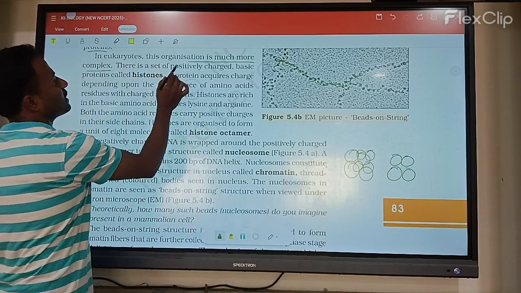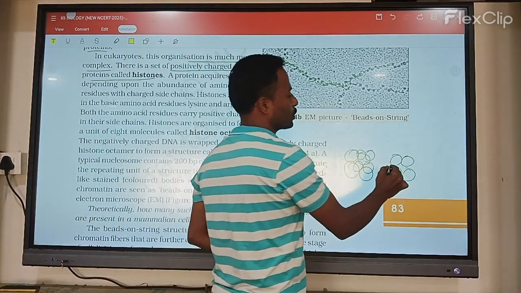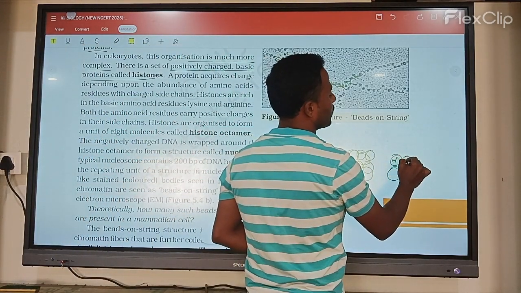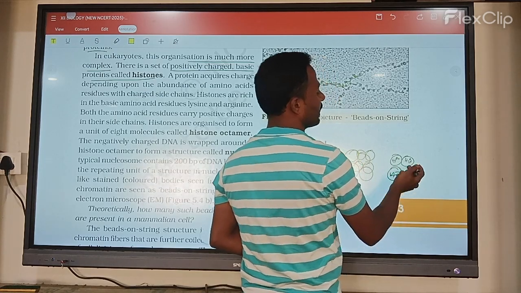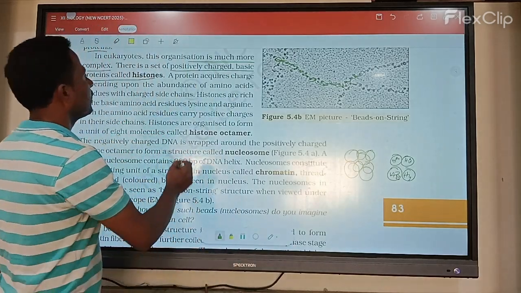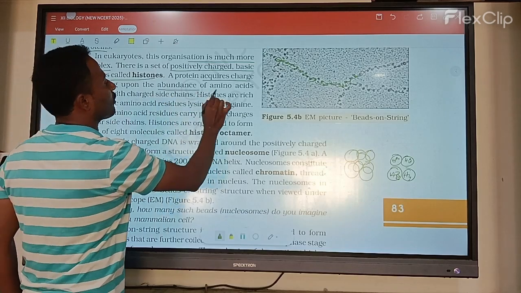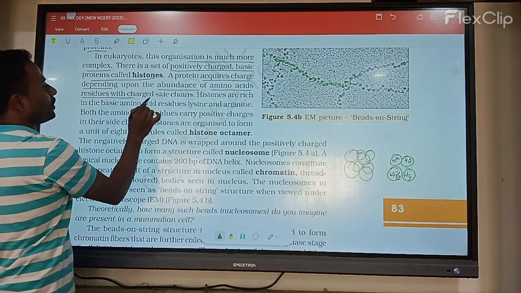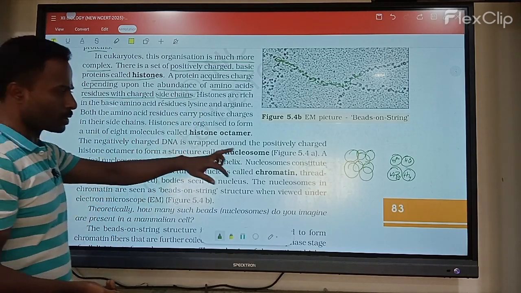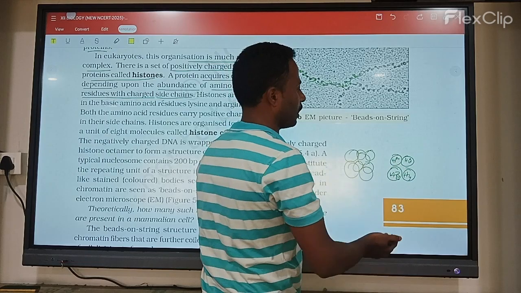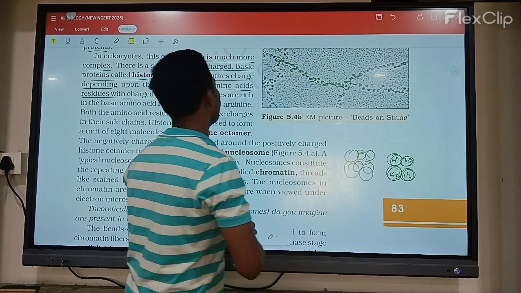There is a set of positive charges, as the histones are present. Here I took the four histone proteins, that is H1, H2A, H2B, H3 and H4. These are the histone proteins present. The proteins acquire their charge depending upon the abundance of amino acid residues with a charge in a particular side chain. So these have amino acid residues present here.